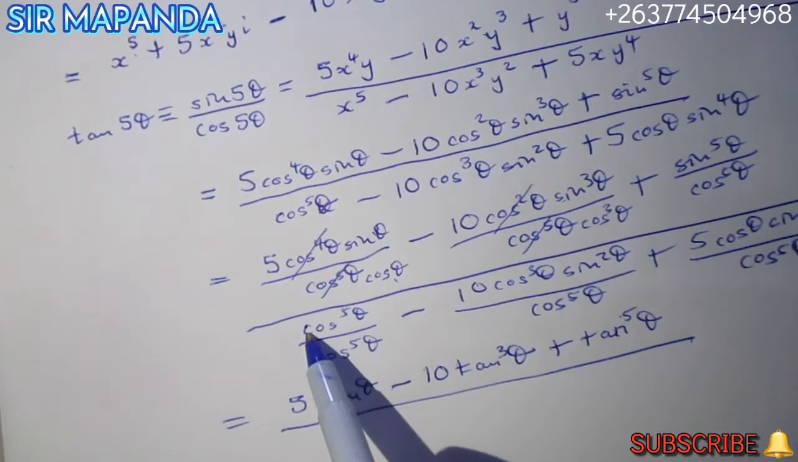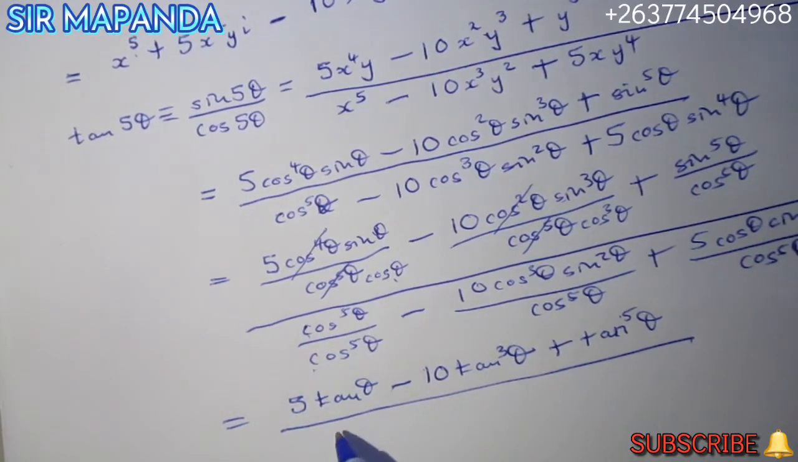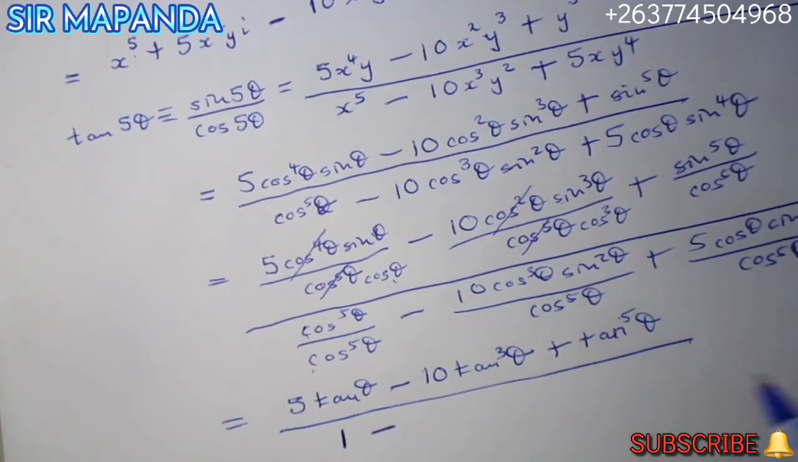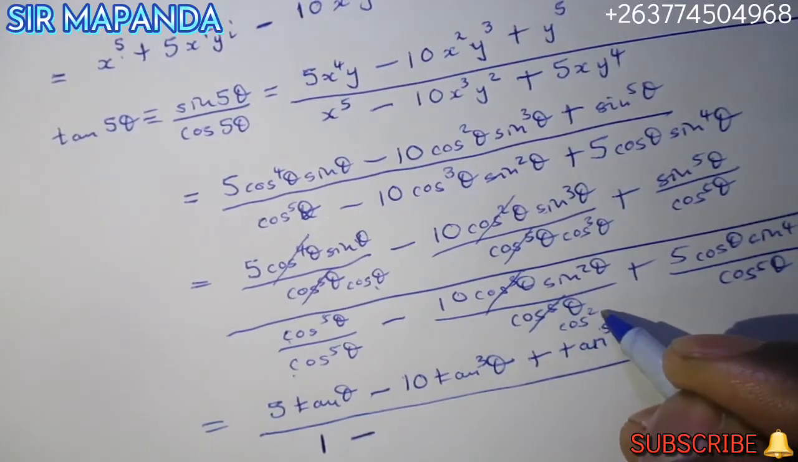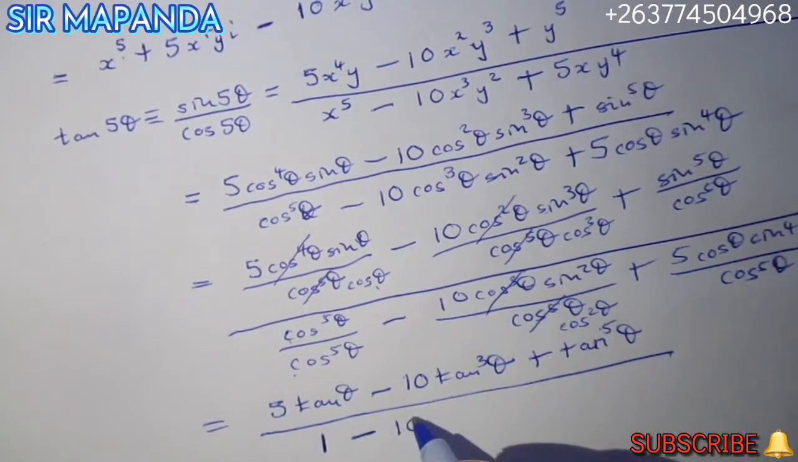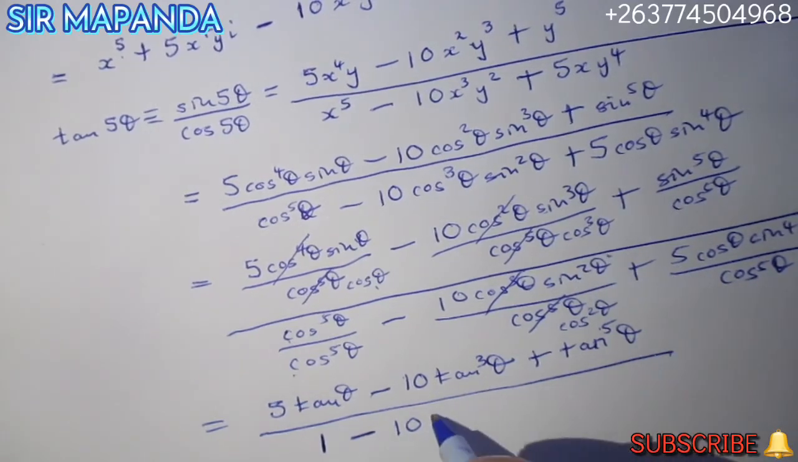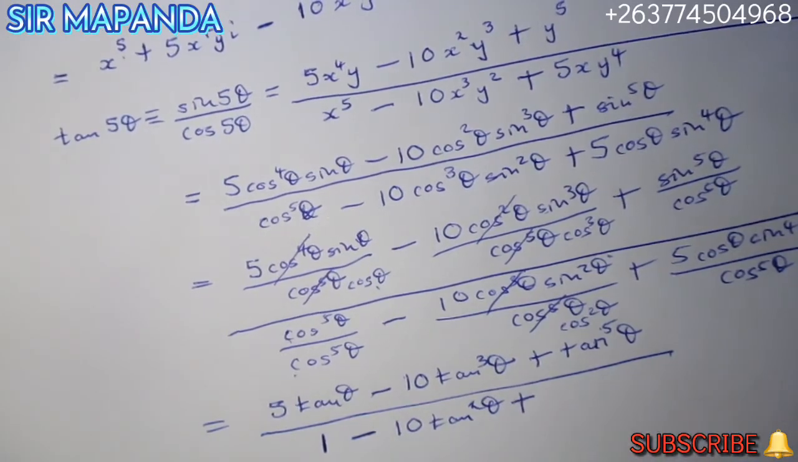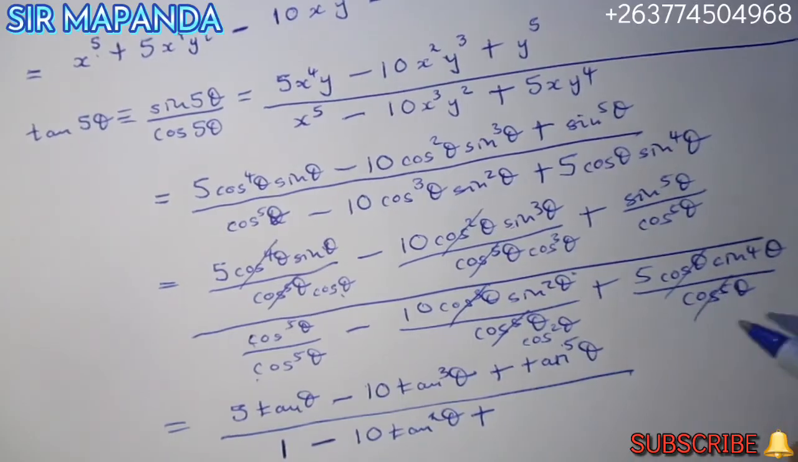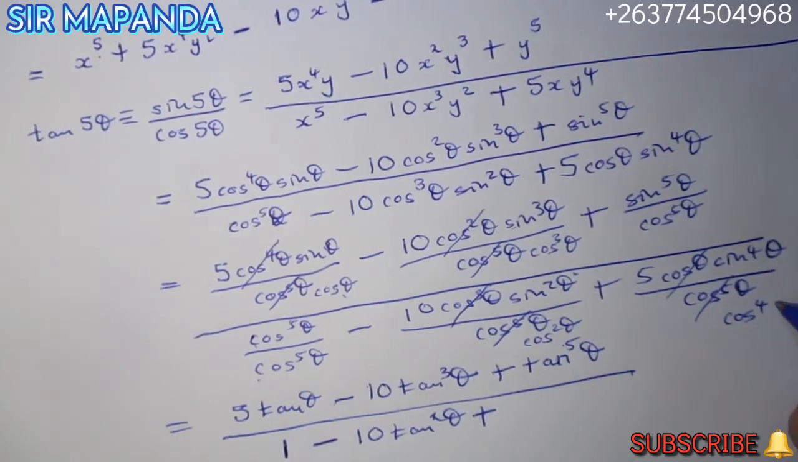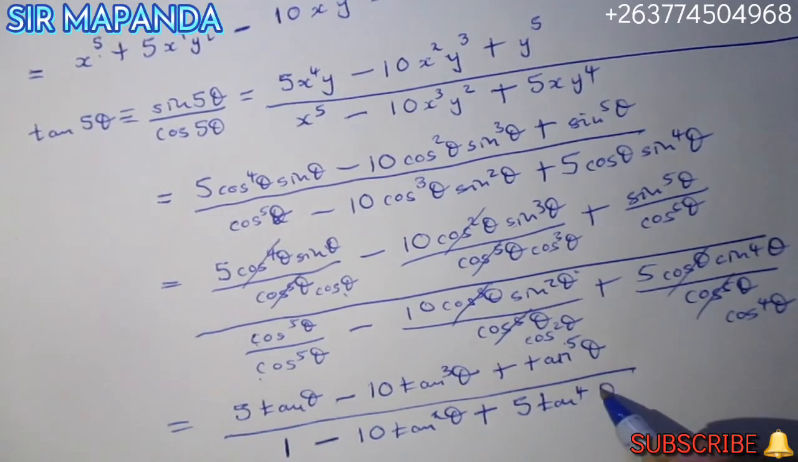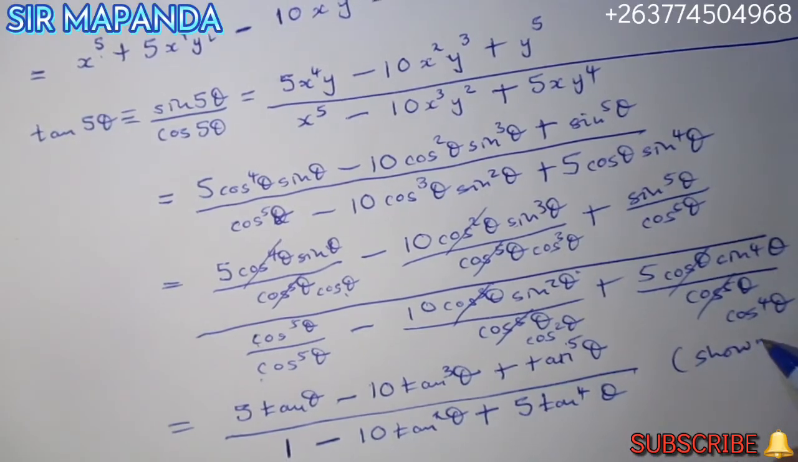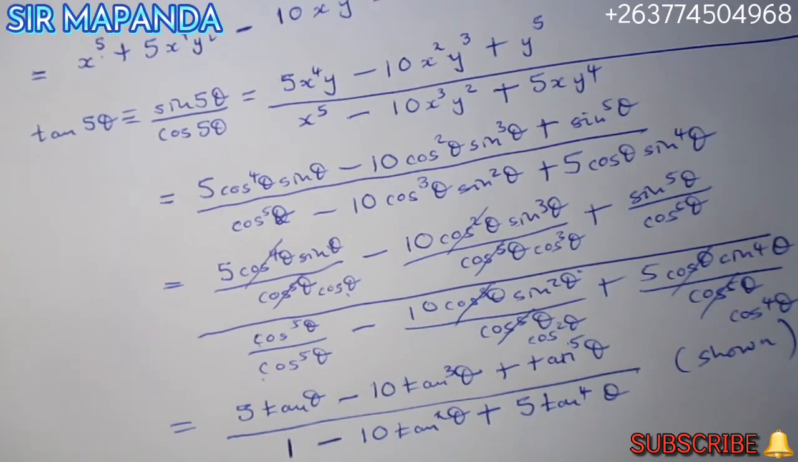Then cos to the power of 5 theta divided by cos to the power of 5 theta, you get 1 minus this cos cubed into cos to the power of 5 theta, you get cos squared theta. Where sine squared theta divided by cos squared theta, you get tan squared theta, something like this. Plus cos theta into cos to the power of 5 theta, you get cos to the power of 4 theta, which gives you 5 tan to the power of 4 theta. Then you write shown. You get your 7 marks. This is how you're supposed to do.